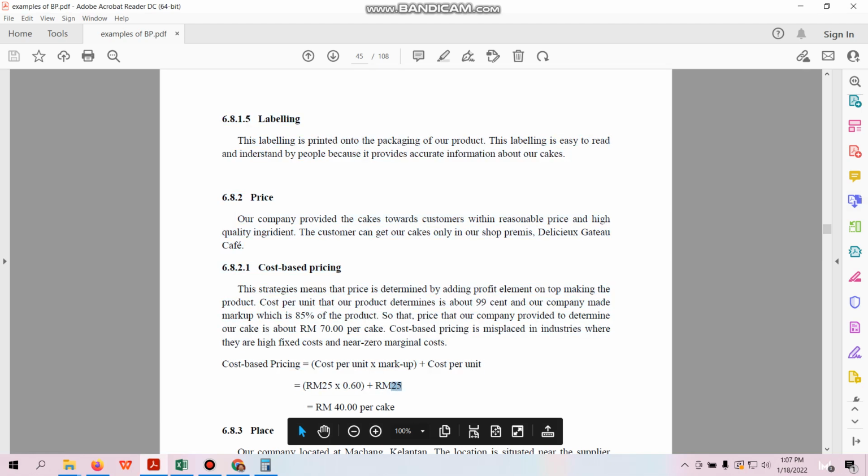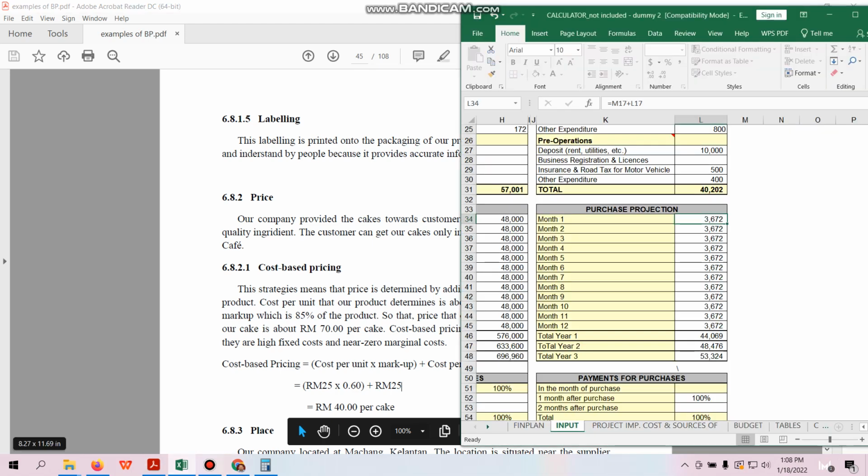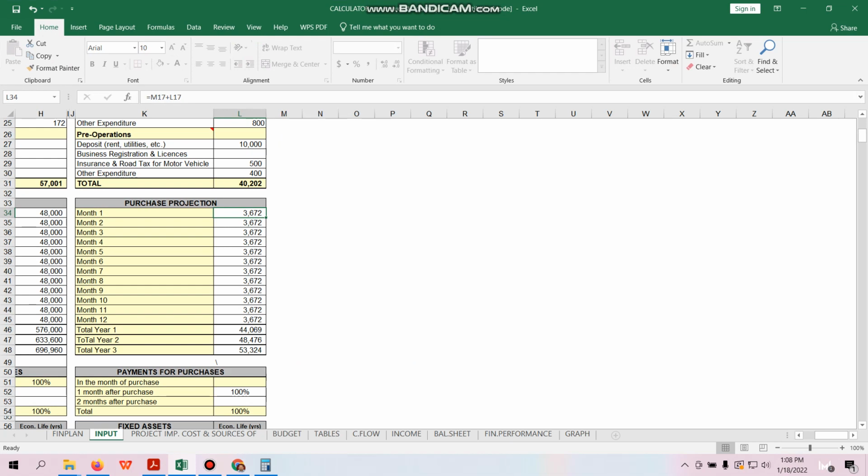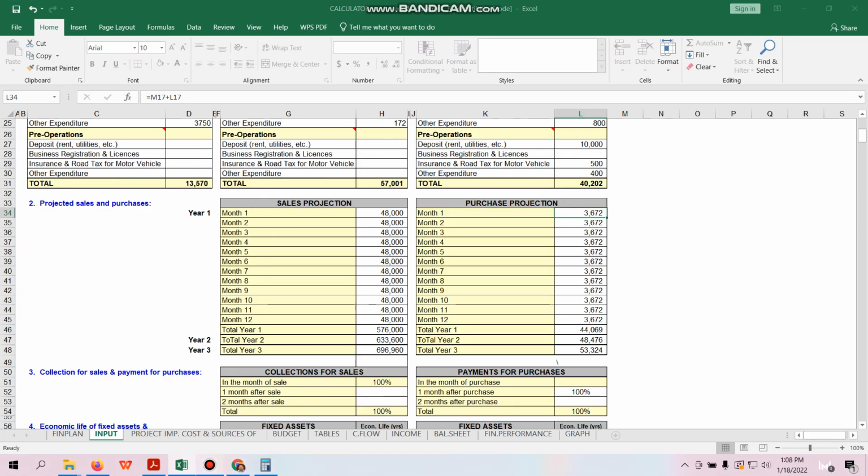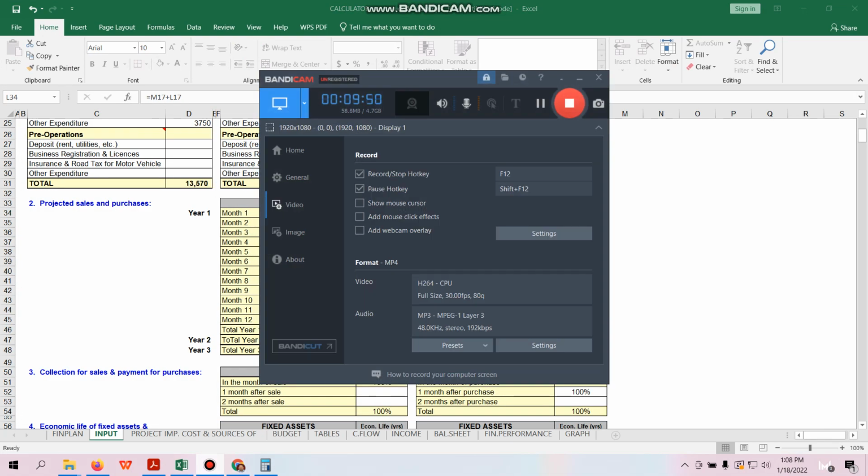This one should cost 10 ringgit rather than 25 ringgit to be more precise, close to 9 ringgit. 50 ringgit is still okay, but 25 is way too high. All right, so then I think that we're done with this sales projection. Then I think we stop here.